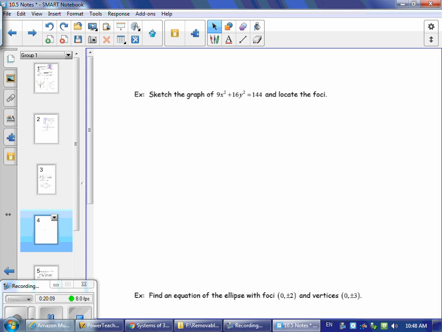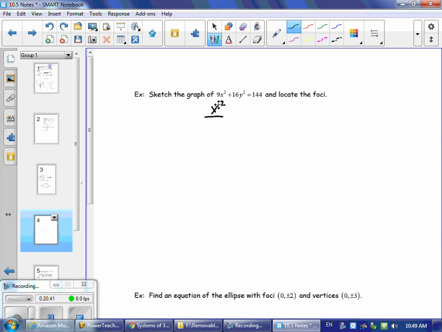All right, so what we want to do here is sketch the graph of the ellipse 9x squared plus 16y squared equals 144, and locate the foci. First thing we want to do is put this in standard form. This is not in standard form because the right side does not equal 1. Well, let's make it equal 1. Let's divide everything by 144.